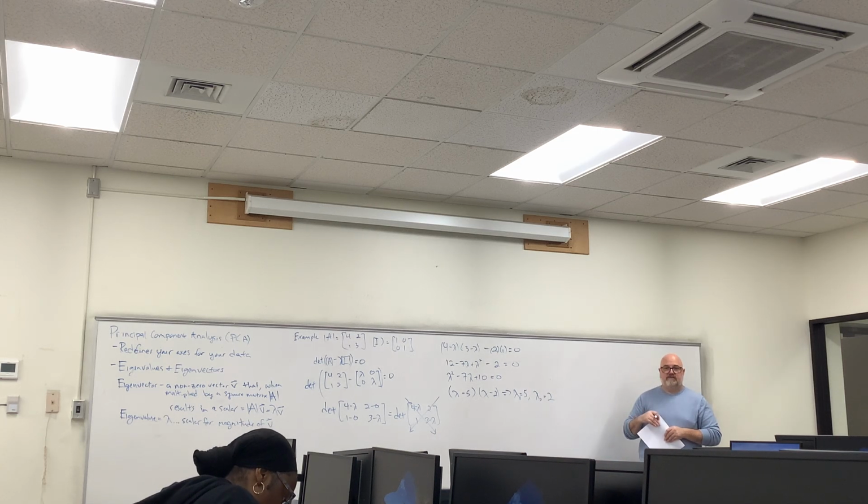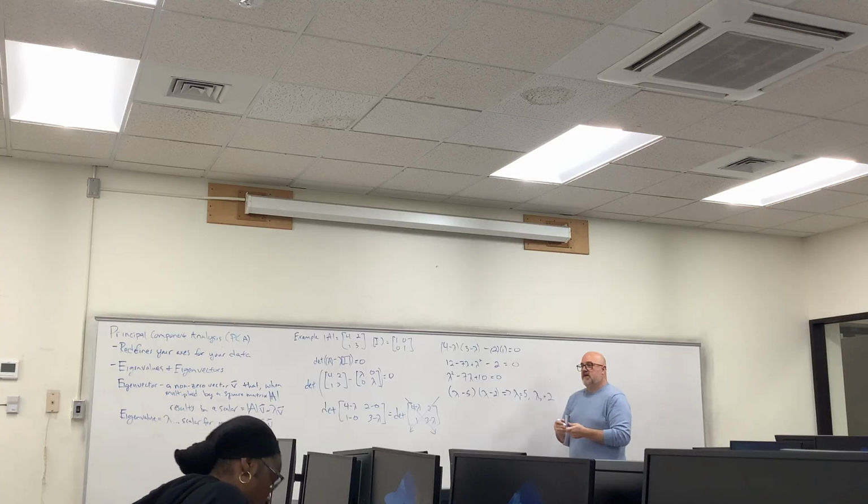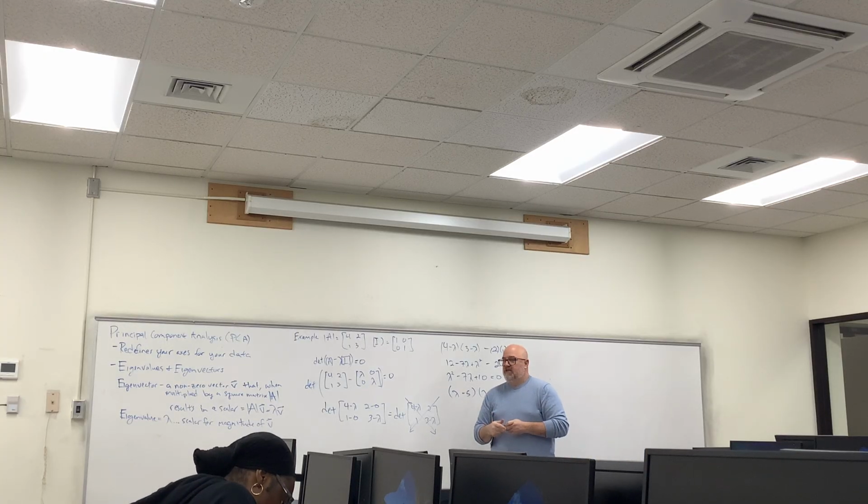What if I couldn't factor it? Negative b plus or minus the square root of b squared minus 4ac, over 2a. Sound familiar? You can always throw it in that and get to the same answers.